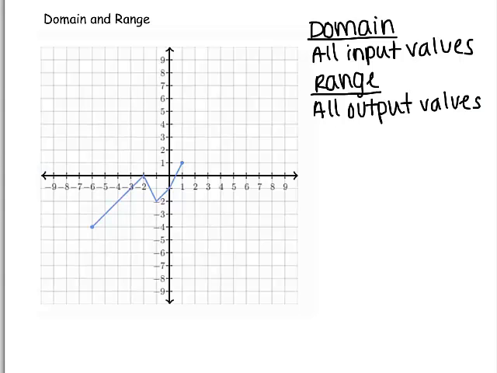To take a look at domain and range. The domain of a function is all the input values, and the range of a function is all of the output values. So we're always going to write these from smallest to largest.